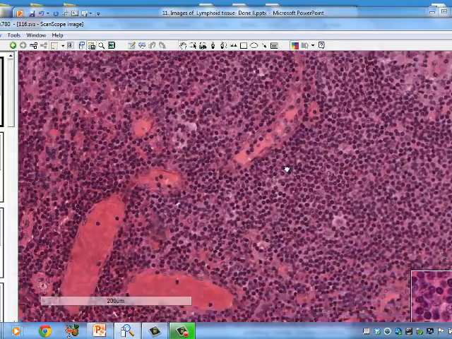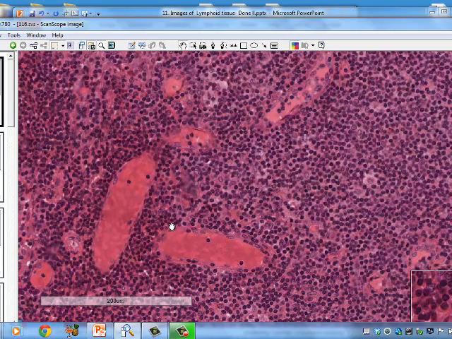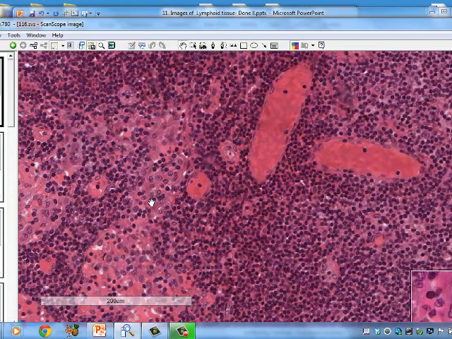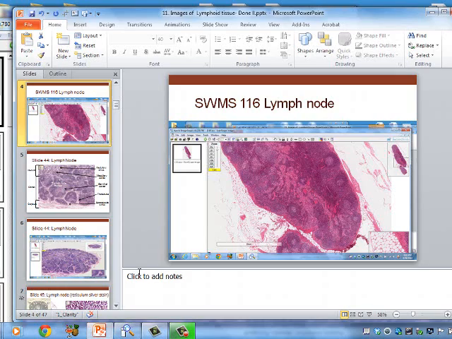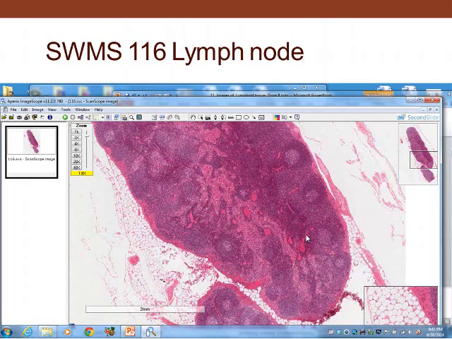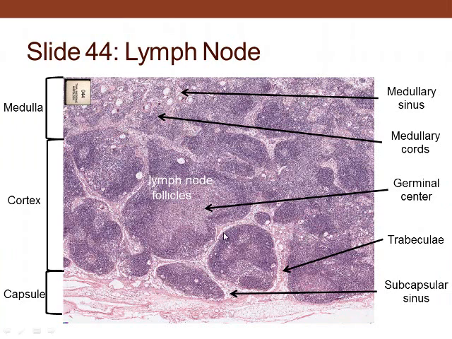As they go through here, you can see blood sinuses, and there's lymph sinuses, and there's cords in between. So you have blood sinuses, lymph sinuses, and cords in the lymph node. So if we take a look at that, we can see that. And here's another lymph node, slide 44. You can see the germinal center, medulla, and the cortex here, the capsule, the subcapsular sinus in through, and the medullary sinus. So this is the medulla, cortex, and the capsule.